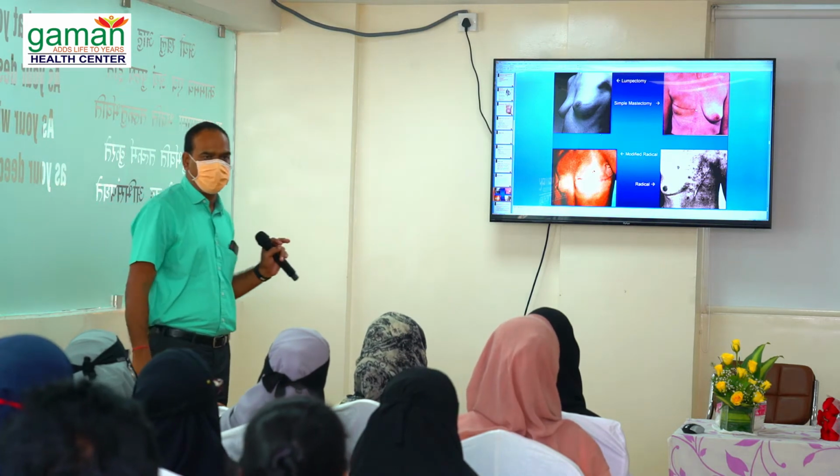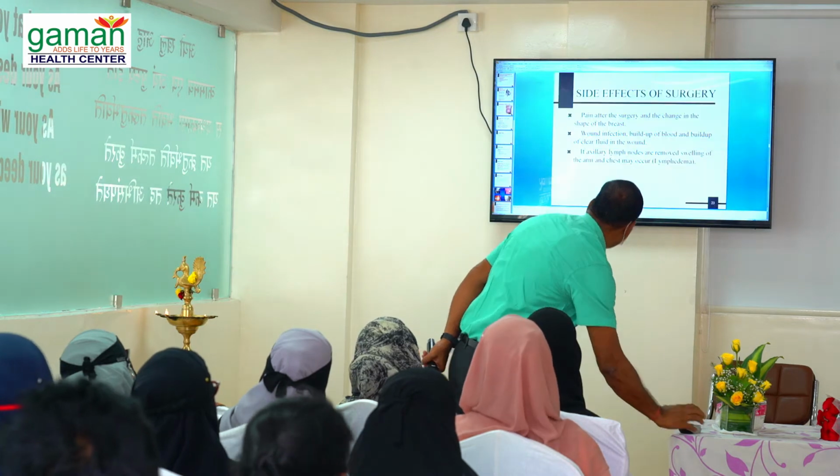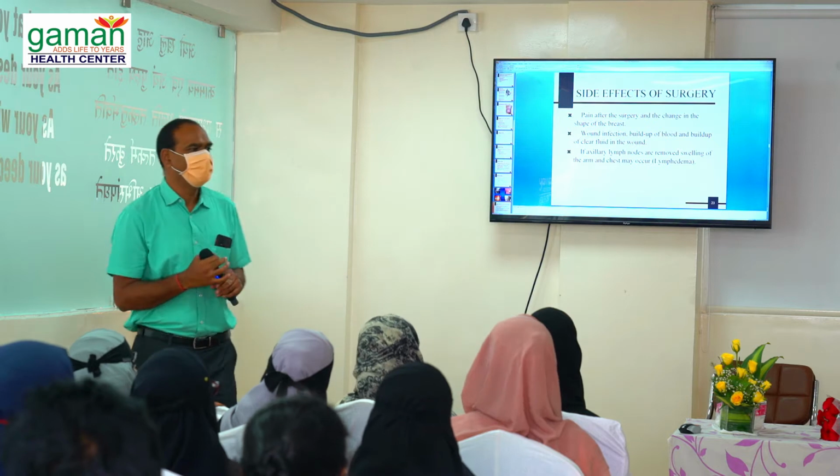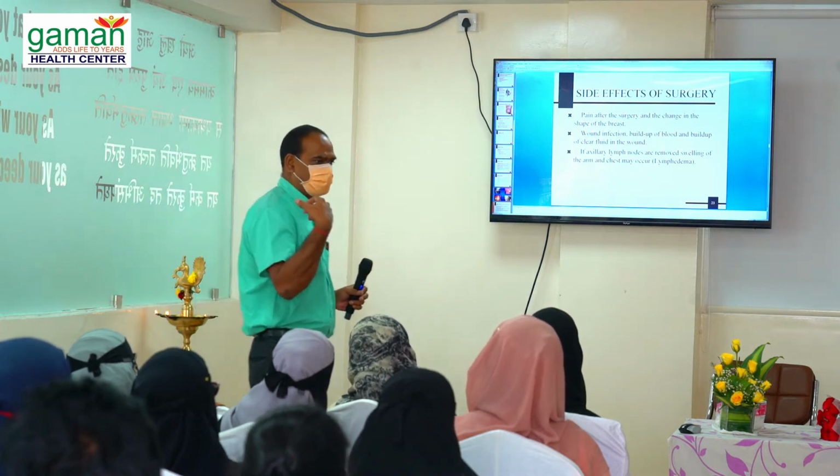The picture is like this. What are the complications for any breast surgery or mastectomy? Pain, then lymphedema, and stiffness of the shoulder joint on the same side. These are the common complications for any type of mastectomy. Just see here. Okay, why lymphedema? Because of the involvement of the lymphatic system. Every time, why will lymphedema come?